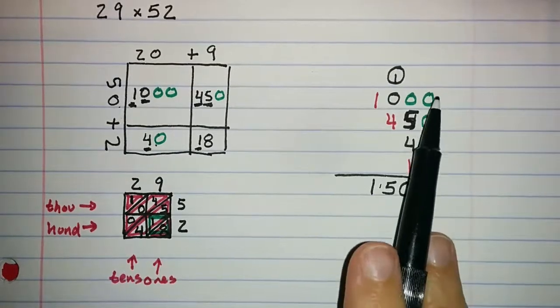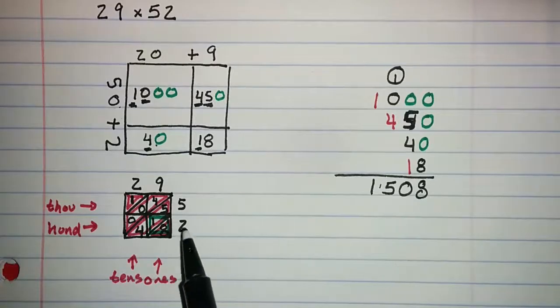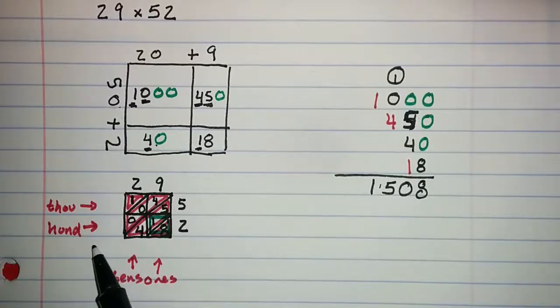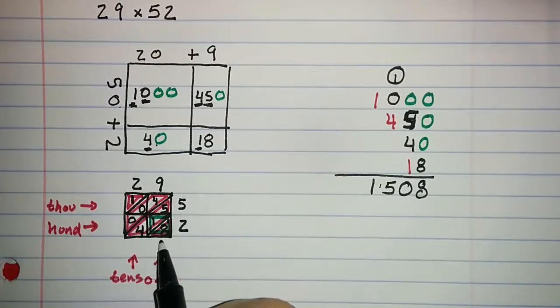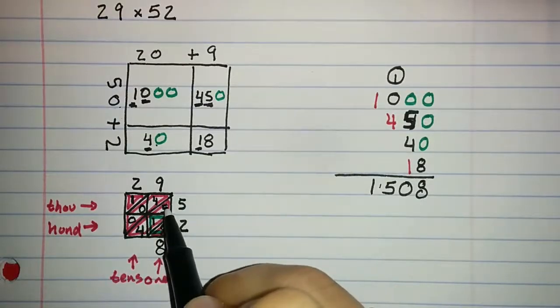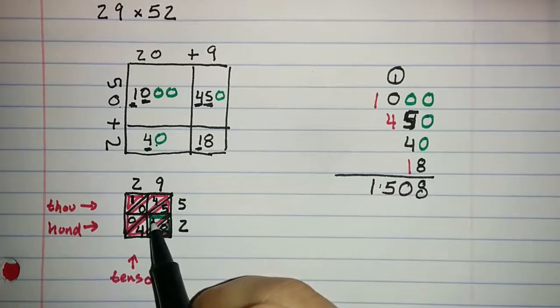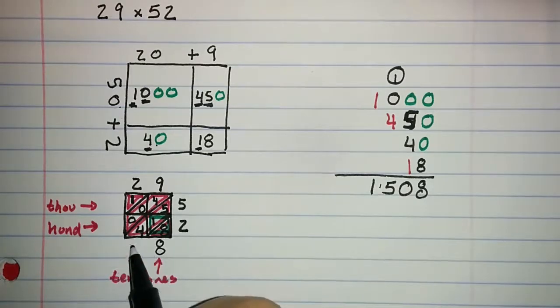Now what did we do? We added up each place. We're going to add up down each diagonal. This first diagonal we just have an 8. In the next place we have a 5 and a 1 is 6 and 4 is 10.